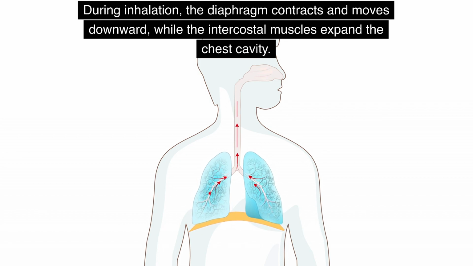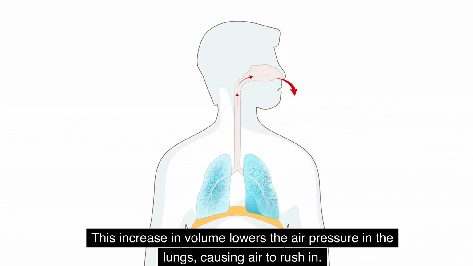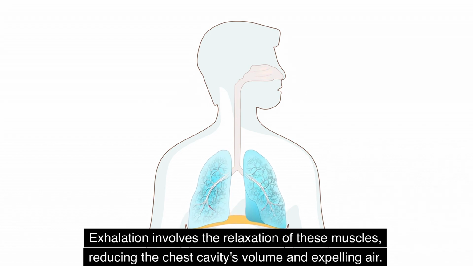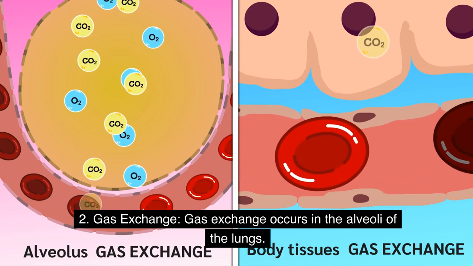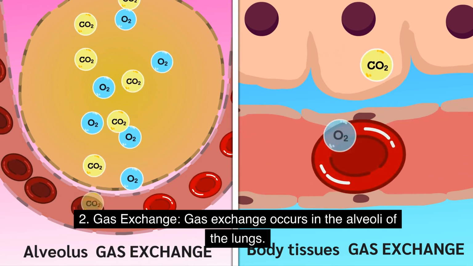During inhalation, the diaphragm contracts and moves downward, while the intercostal muscles expand the chest cavity. This increase in volume lowers the air pressure in the lungs, causing air to rush in. Exhalation involves the relaxation of these muscles, reducing the chest cavity's volume and expelling air. 2. Gas exchange. Gas exchange occurs in the alveoli of the lungs.